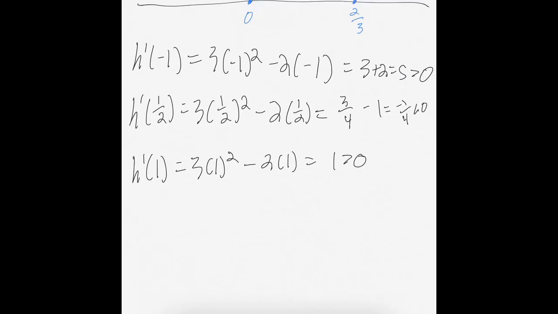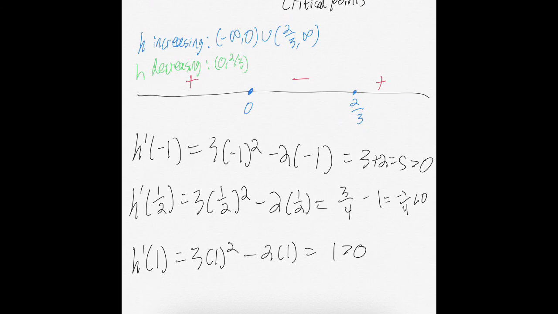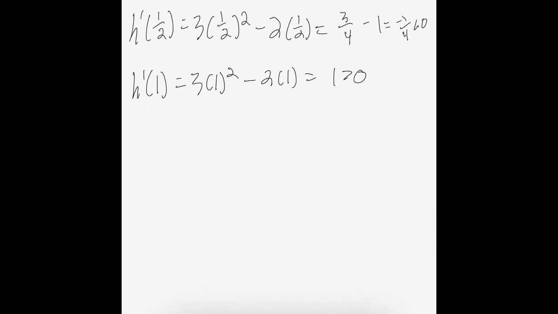Although I'll let you in on a little secret. There are just as many numbers between 0 and 2/3 as there are from -infinity to 0 union 2/3 to infinity. There are just as many numbers. So in some sense, when I say it's usually increasing or usually decreasing, really it's increasing and decreasing in equal amount, because math is crazy like that. But that doesn't matter. We found our intervals, and that is what matters here.